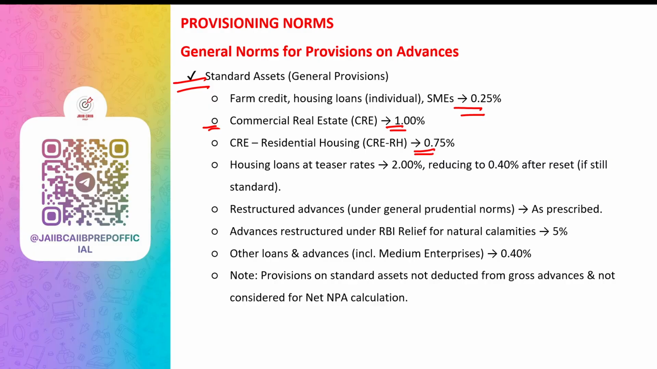For housing loans at teaser rates, which are low initial rates that become higher at a later duration of time, 2% is required, and this reduces by 0.4% one year after reset if the account remains standard. For restructured loans under natural calamity reliefs, the provision required is 5%, and for all other standard loans including medium enterprises, it is 0.4%. Now these provisions on standard assets are not deducted from gross advances while calculating NPAs. They are only shown separately as a safety buffer.